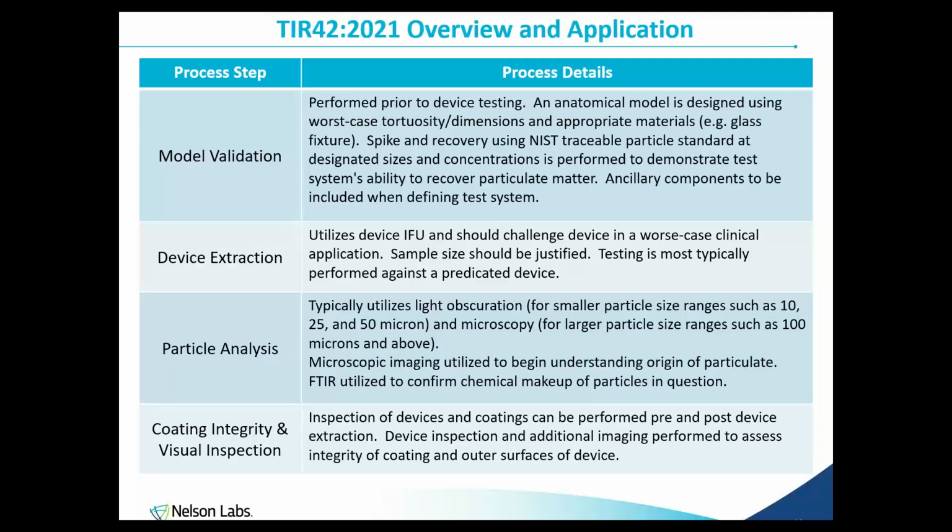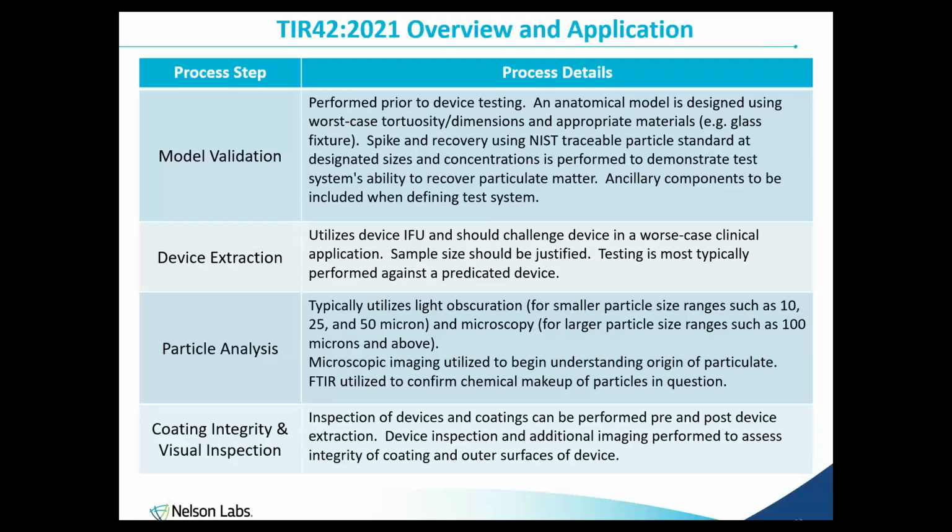And then it also goes beyond just sizing and enumeration and starts to look into the chemical makeup of the particulate using something like FTIR. So the general outline for a vascular device test using simulated use can be broken up into 4 steps. The first is model validation. First, you have to define your test system. An anatomical model is designed, usually using worst case tortuosity as it relates to your patient population. It's also using appropriate materials, something like glass.